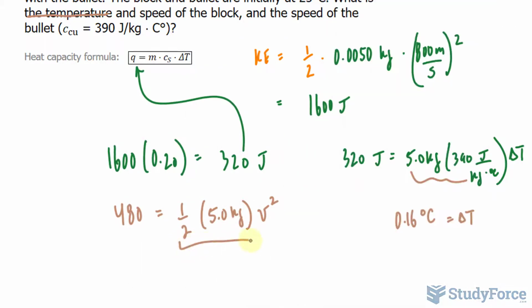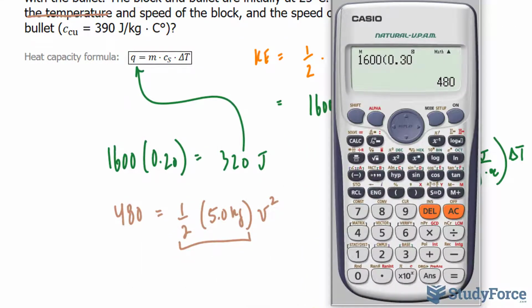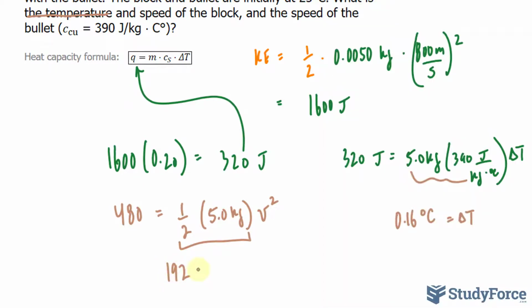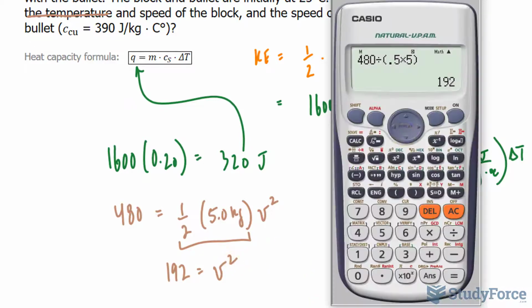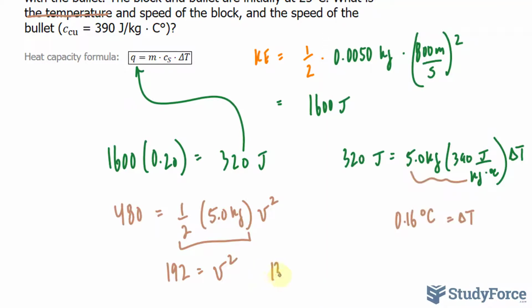So I'll find the answer to these and then divide both sides by that. 480 divided by 0.5 times 5, which is 2.5. That's 192 is equal to v squared. Then I square root, and I get a speed of 13.9 meters per second. You can round that to 14 for simplicity's sake. So that's the speed of the block, and that's the change in temperature.